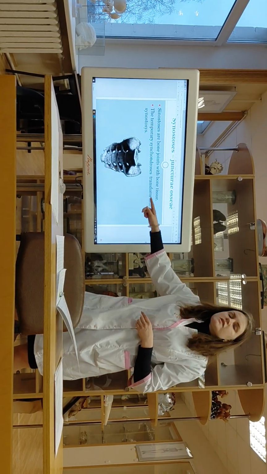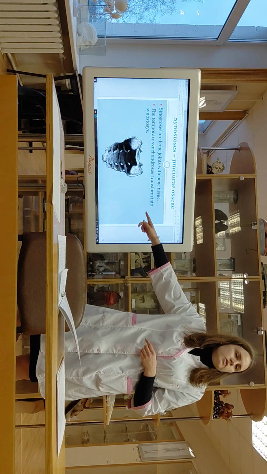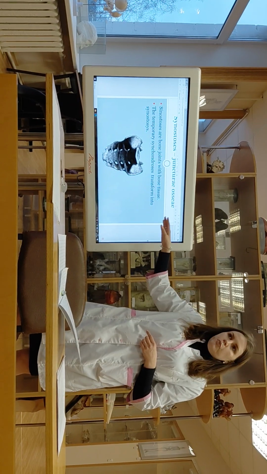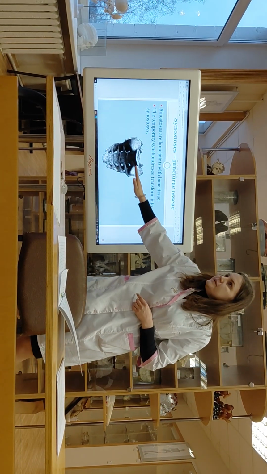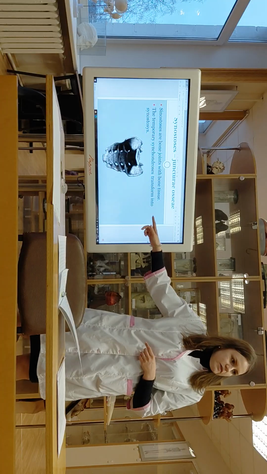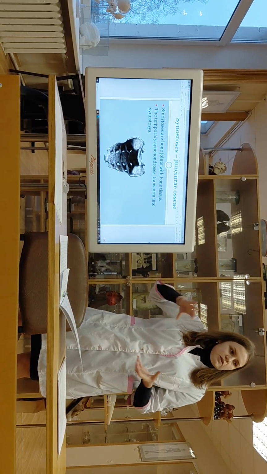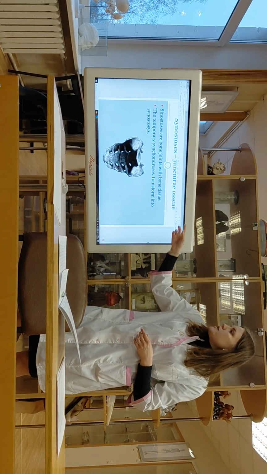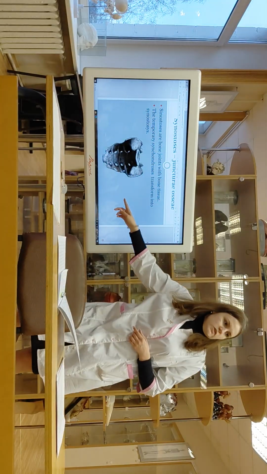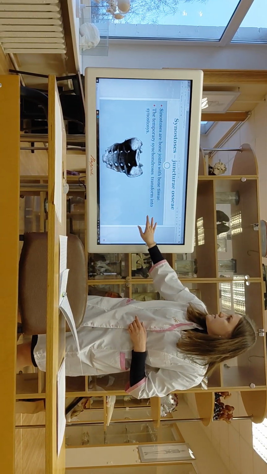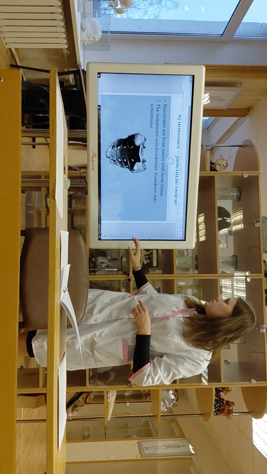Or for example, the sacrum. Before puberty, there are 5 independent sacral vertebrae connected by synchondrosis. And then during puberty, they fuse into 1 bone, the sacrum. This is synostosis.